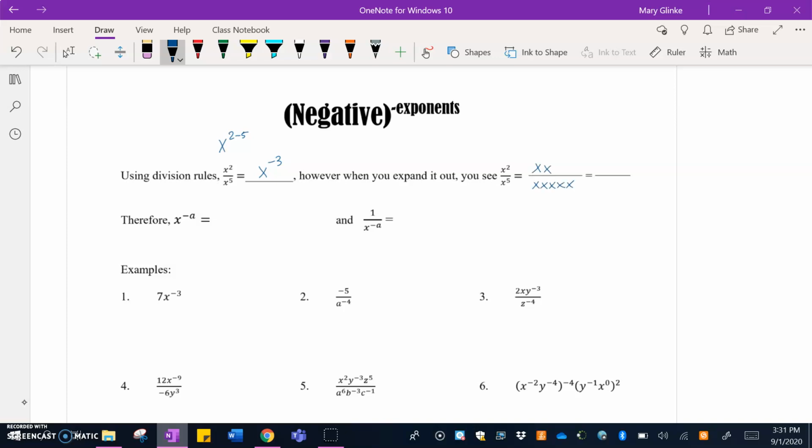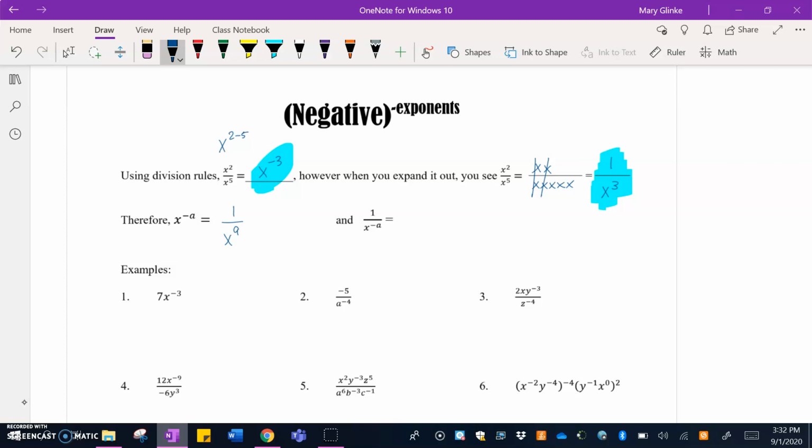So if we expand out x squared over x to the 5th, we can see that 2 of the x's are canceling out, which means we have nothing in the numerator and 3 x's in the denominator. So this x to the negative third has to be the same thing as 1 over x to the third. That's how we can get rid of negative exponents, by moving them down to the denominator. So for instance, x to the negative a is going to become 1 over x to the a.